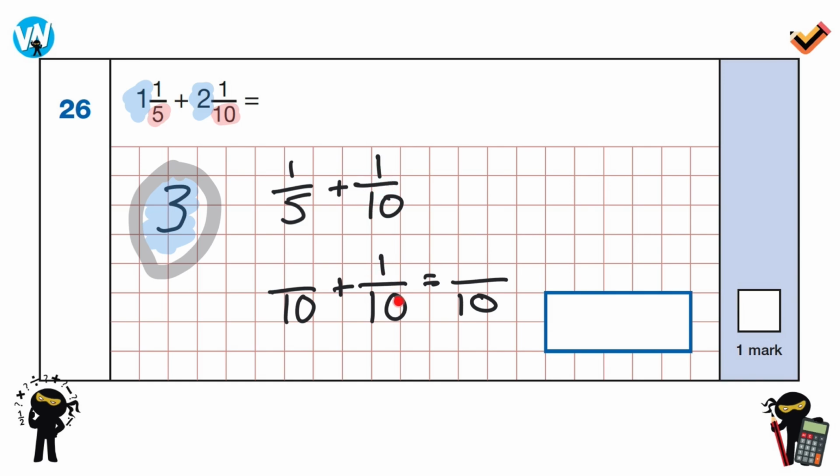This fraction is already tenths, so it's going to remain as 1/10. How do we get 5 to 10? Well, I times by 2. So I'm going to multiply the numerator by 2 as well. So 1 times 2 is 2. As I said, most of you will have spotted that already, so this is very, very simple. 2 add 1 is 3. So this 1/5 add 1/10 is basically 3/10. All right, so they're the two parts.